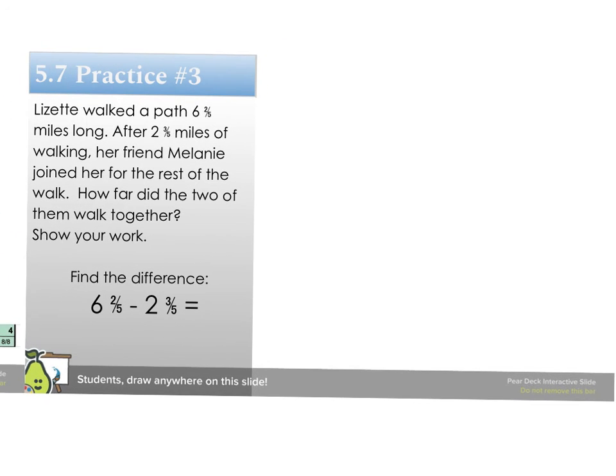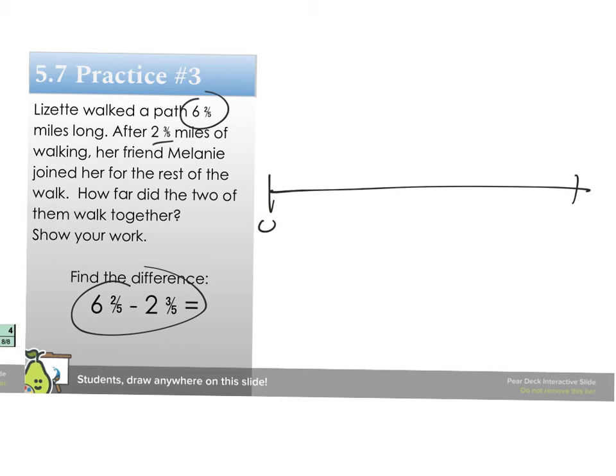Our last question. Lisette walked a path that is 6 and 2/5. So here we have 6 and 2/5. After 2 and 3/5 miles of walking, her friend Melanie joined her. So I don't have a line here. So this time I'm going to go 0, 1, 2, 3, 4, 5, 6. And then if I create the lines in between, I'm going to pretend that all of these are equal. If it's fifths, I'm going to put 4 lines in between.